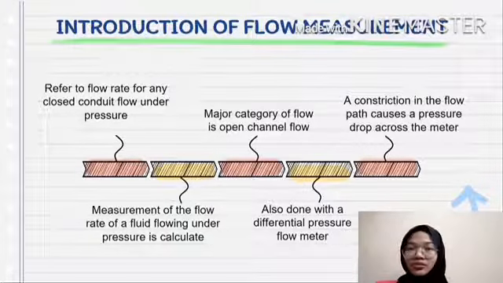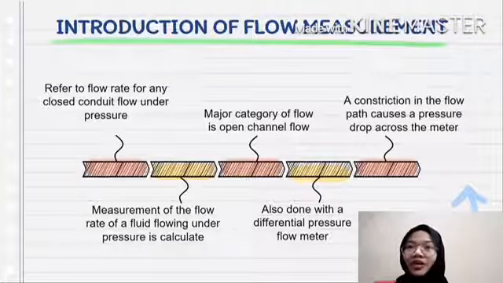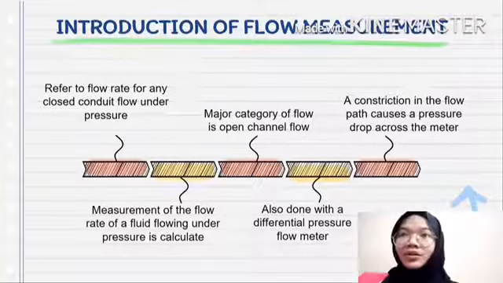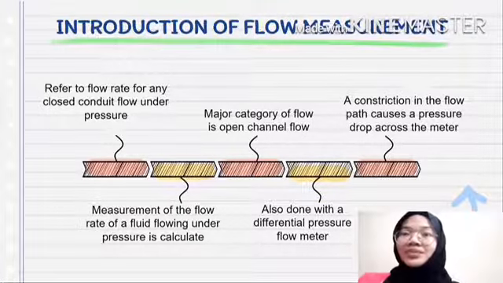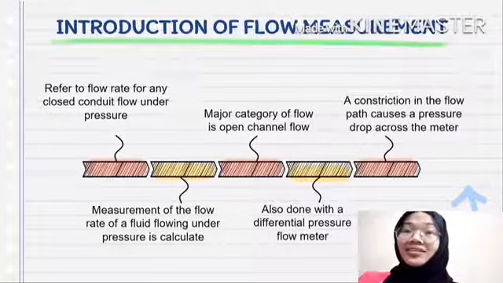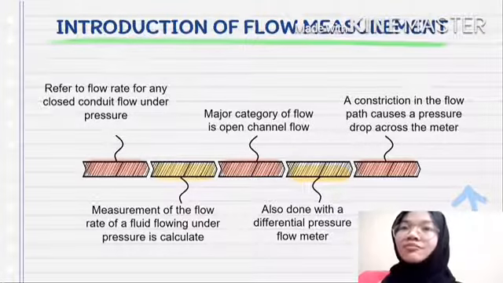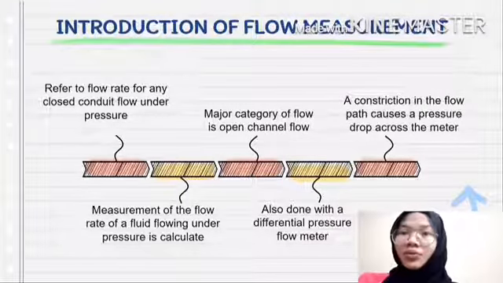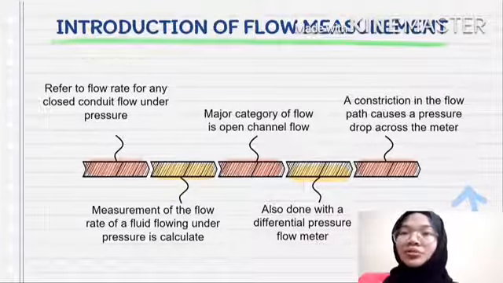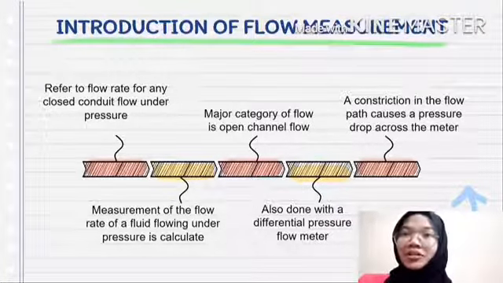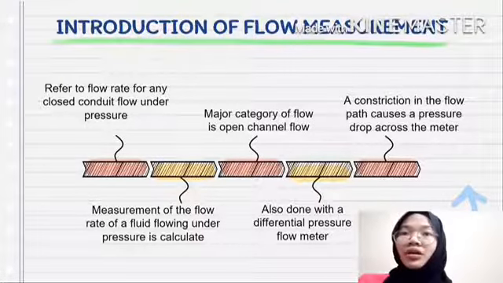In flow measurement, the term pipe flow rate is used to refer to flow rate for any closed conduit flow under pressure. The closed conduit may be in the form of square or even rectangular, such as a heating duct, but is usually found in circular form. Other than that, the other major category of flow is open channel flow, which occurs when there is a liquid surface open to atmospheric pressure.